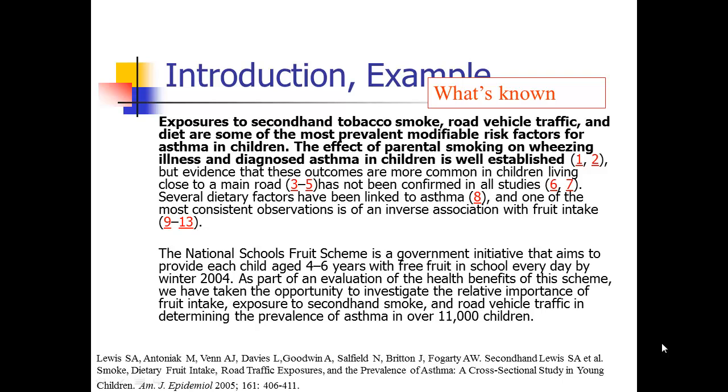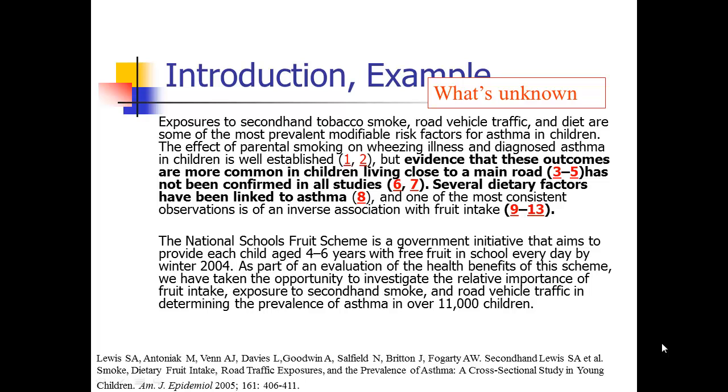However, now we're going to get to what's unknown. The evidence for whether or not road vehicle traffic, and whether or not diet, and what elements of diet, is a little bit less clear. Some studies have found that road vehicle traffic is a risk factor for asthma. Others have not found that. So there's some controversy, some unknown here. Also with diet, some dietary factors have been linked, but it's unclear exactly which ones.